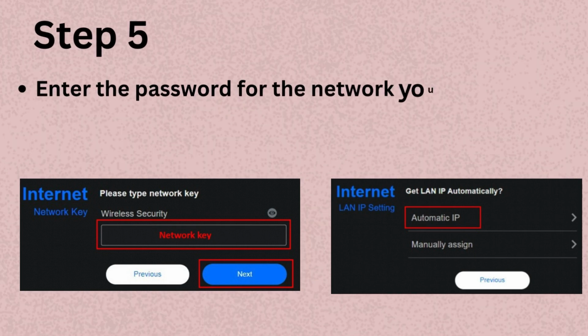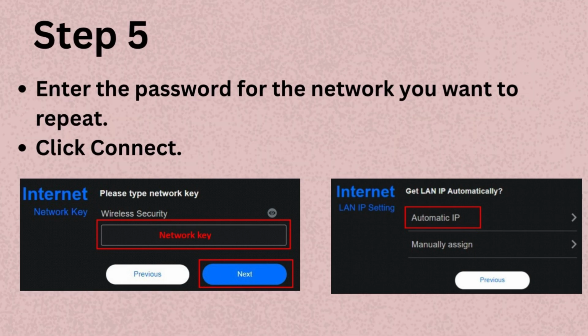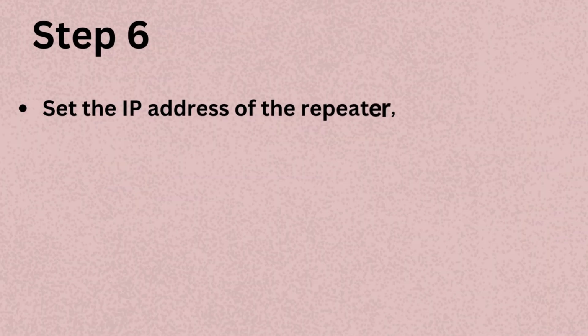Step 5. Enter the password for the network you want to repeat. Click Connect. Step 6. Set the IP address of the repeater.